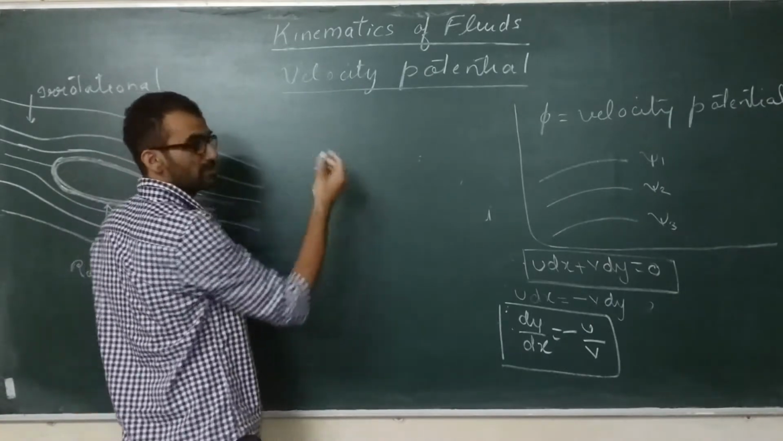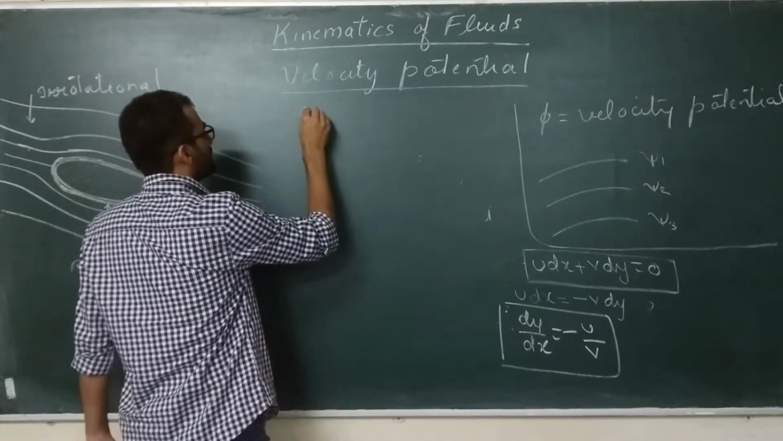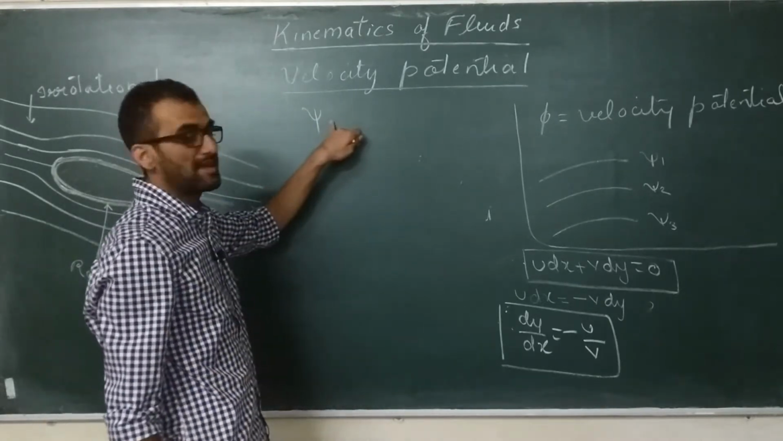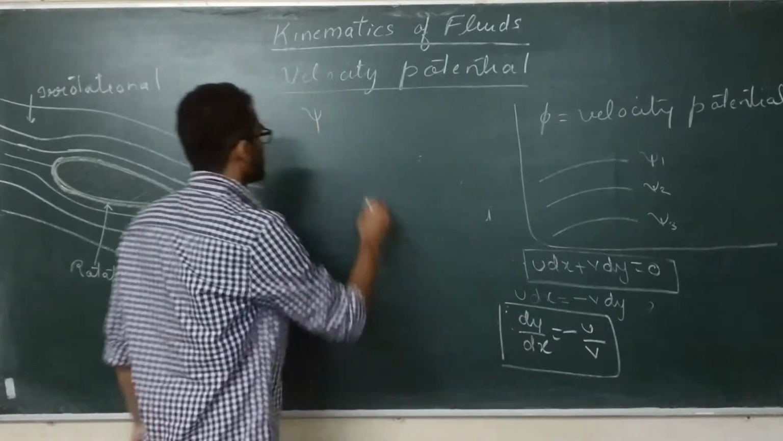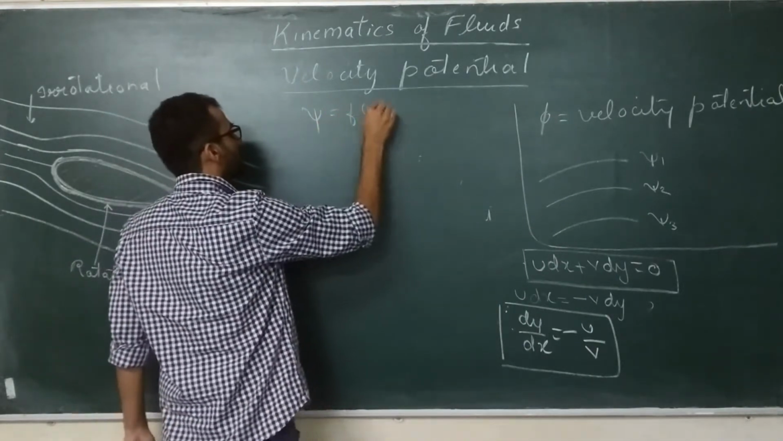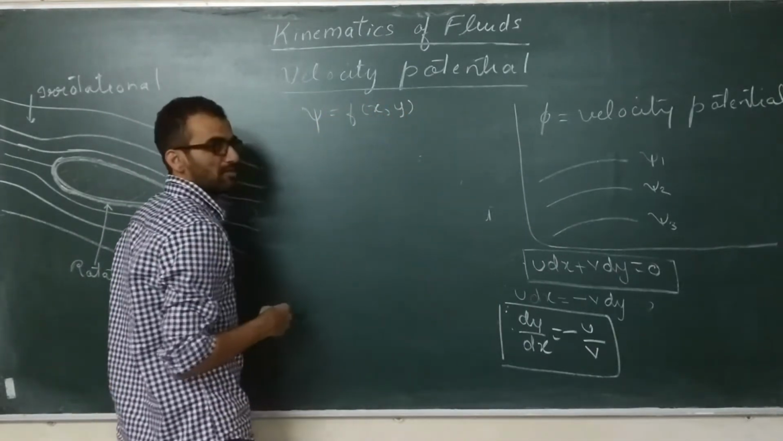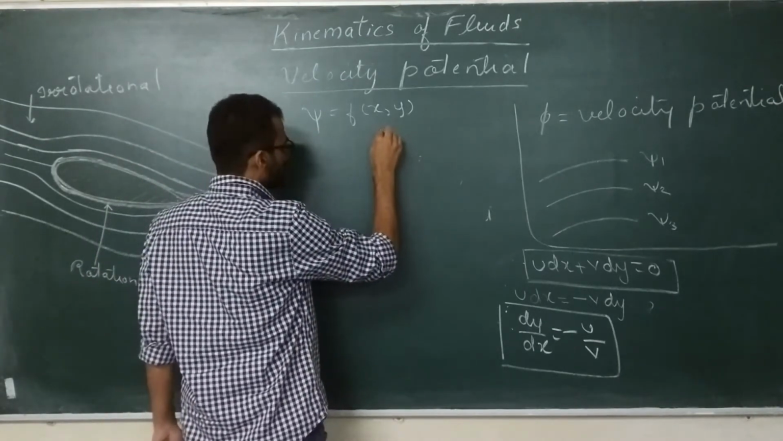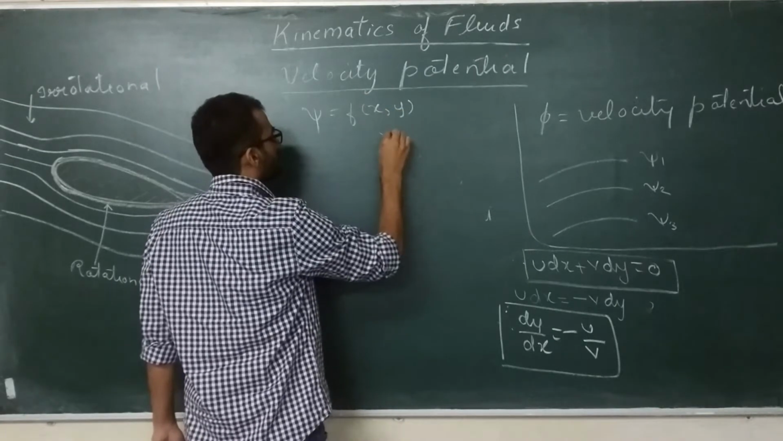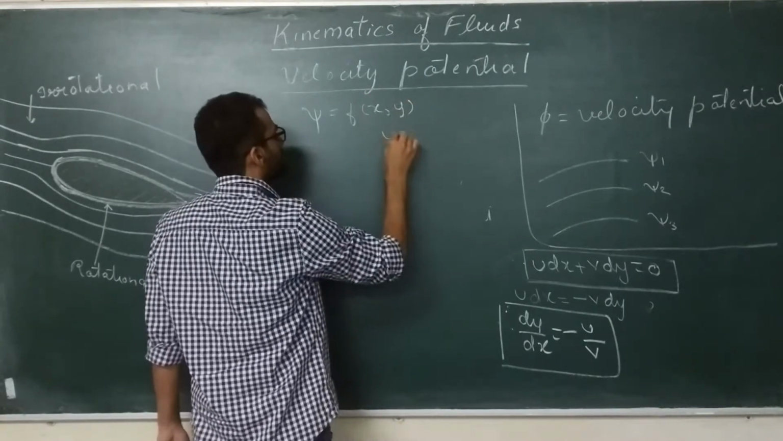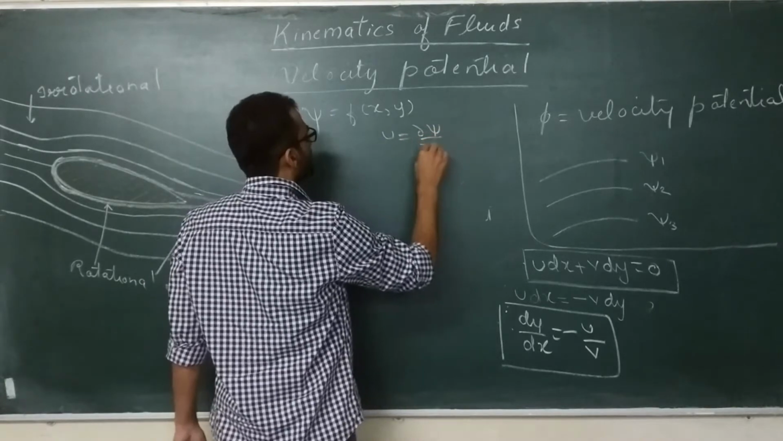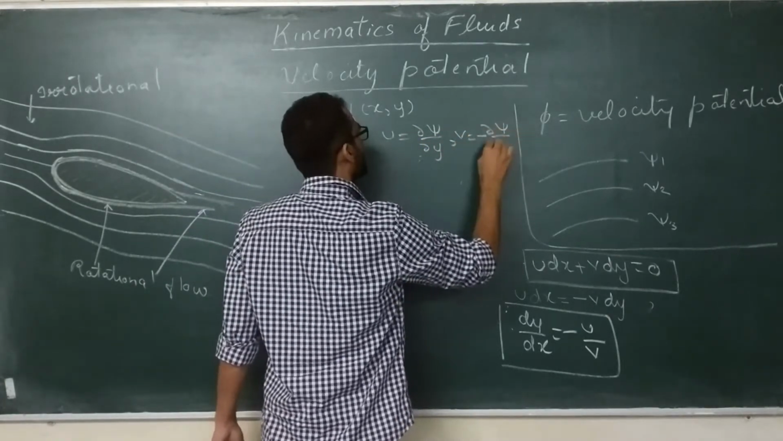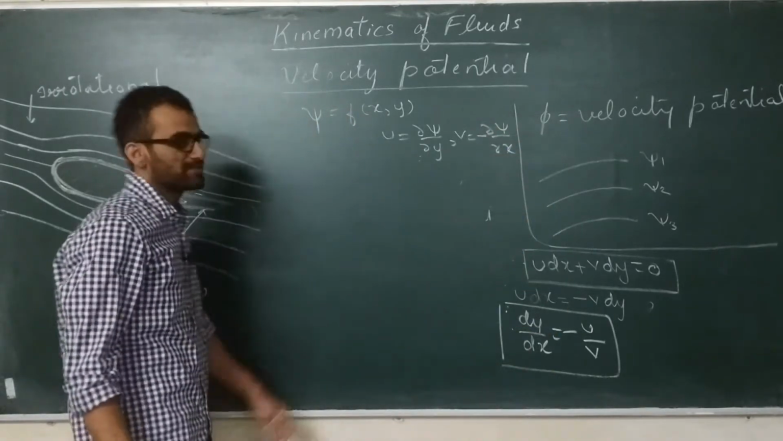Equation of streamline, if you don't remember, I can just derive it again. Streamlines are defined by the psi function. These are the streamlines. So the psi function is also a function of x and y. And what are the properties of the psi function? If you differentiate, u is del psi by del y, and what will be the v component? Minus del psi by del x. This was the property which we saw last time.